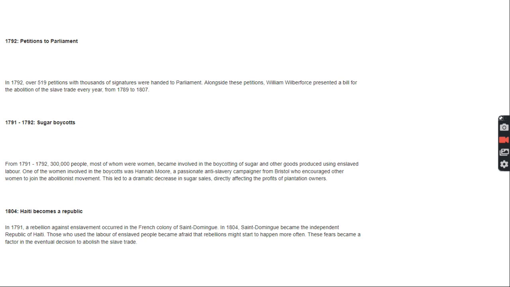1804, Haiti becomes a republic. In 1791, a rebellion against enslavement occurred in the French colony of Saint-Domingue. In 1804, Saint-Domingue became the independent Republic of Haiti. Those who used the labor of enslaved people became afraid that rebellions might start to happen more often. These fears became a factor in the eventual decision to abolish the slave trade.